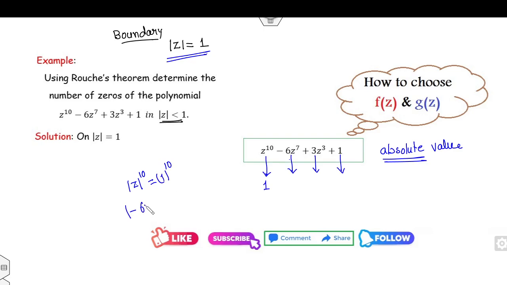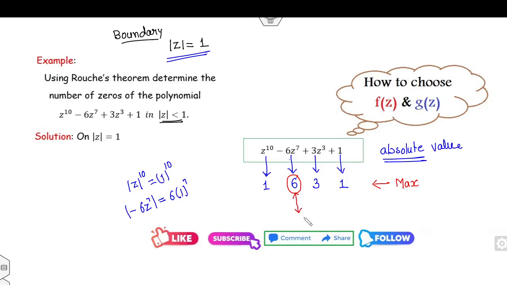Can you calculate the absolute value of minus 6z raised to power 7, which is 6 times 1 raised to power 7, that is my 6. Second number is my 3. Last number is my 1. Is it okay? Look at that, which one is the maximum value? The term 6 is my maximum value. Fine. यहाँ तक समझ में आ गया?